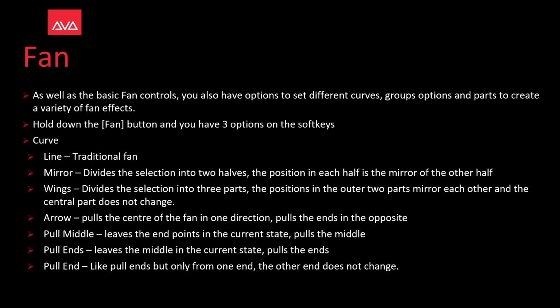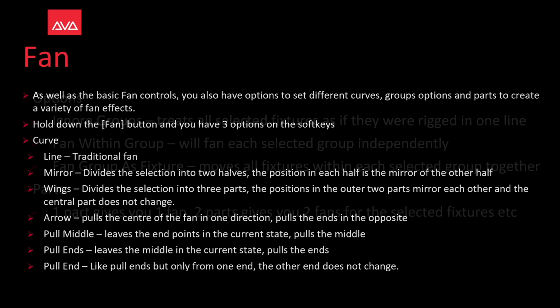Arrow pulls the center of the fan in one direction, and pulls the ends in the opposite. Pull middle leaves the endpoints in the current state and pulls the middle. Pull ends leaves the middle in the current state, and pulls the ends. Pull end is like pull ends, but only from one end. The other end does not change.